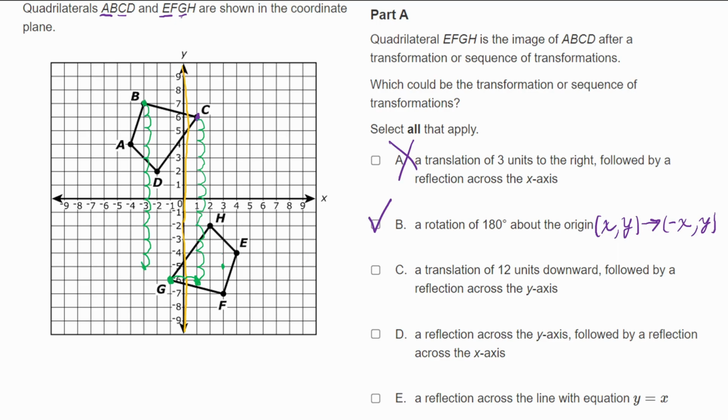So once we have one with no point, what does that tell us? That tells us that this cannot be a transformation. It cannot be a transformation. Try our next one. So our next one, let's go back to a darker red, right? It says a reflection across our y-axis, followed by a reflection across the x-axis. We reflect over our y and then reflect over our x.